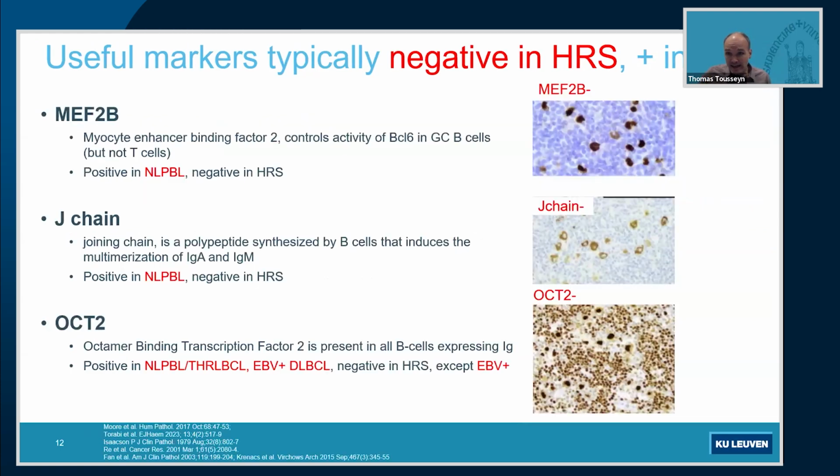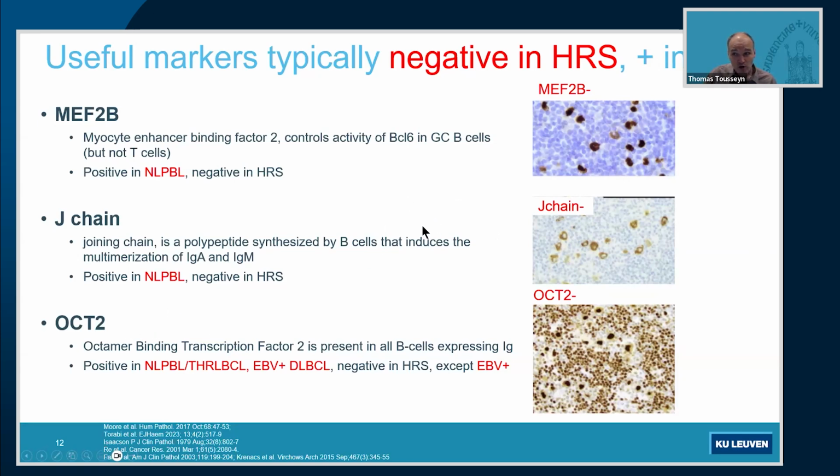Other markers that are typically negative in HRS cells include a marker that in my hands is a very useful one. It's MEF2B. MEF2B is a marker involved in the activity of BCL6 in germinal center B cells, not in T cells. And it's consistently negative in Reed-Sternberg cells, but it's positive, for example, in nodular LP, as is J-chain. J-chain, I think at this point, the antibody is not available or it's very hard to get. So it used to be a good antibody, but it's not so widely available anymore.